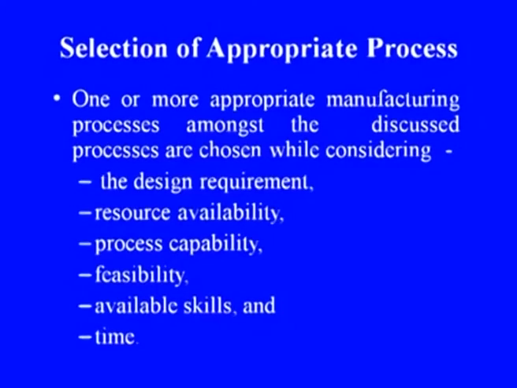Selection of appropriate process. One or more appropriate manufacturing processes amongst the discussed processes are chosen while considering the following factors. Number 1, the design requirement. Number 2, the resource availability. Number 3, process capability. Number 4, feasibility. Number 5, available skills, and then lastly the time.